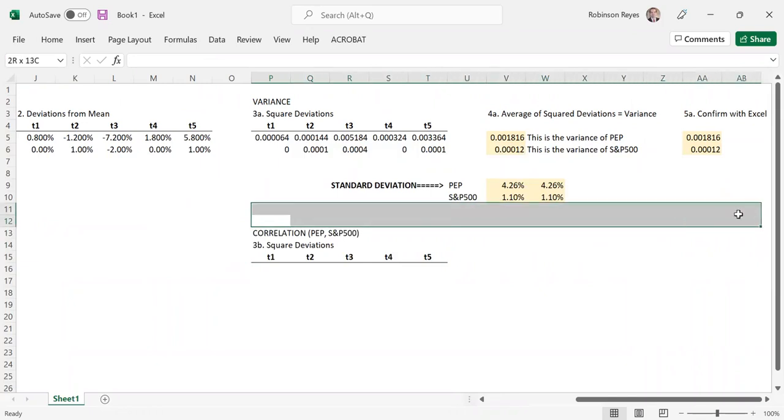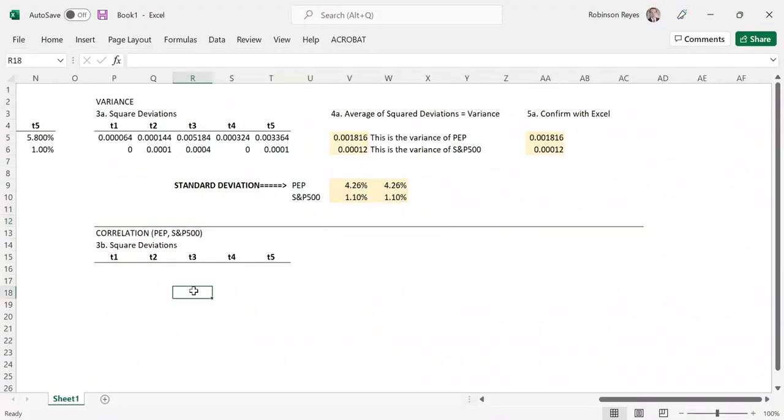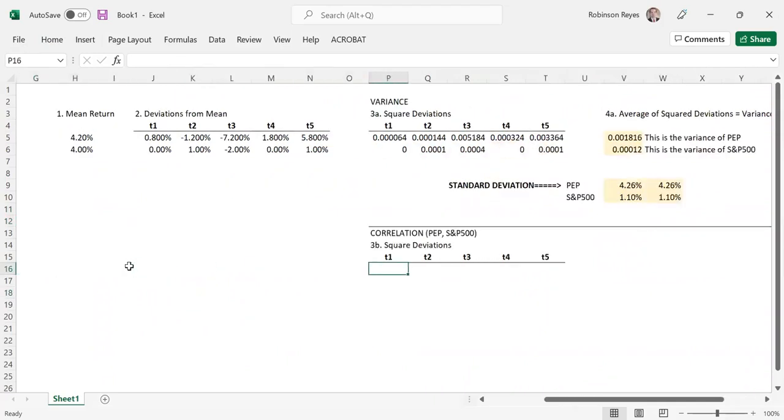So in step 3, rather than squaring the deviations, what we will do is multiply the deviation of Pepsi in period 1 by the deviation of S&P 500 in period 1. So we will multiply the two deviations, the interaction of these two deviations, and we will do so in each one of the time periods. There we go. We can just scroll to the right.